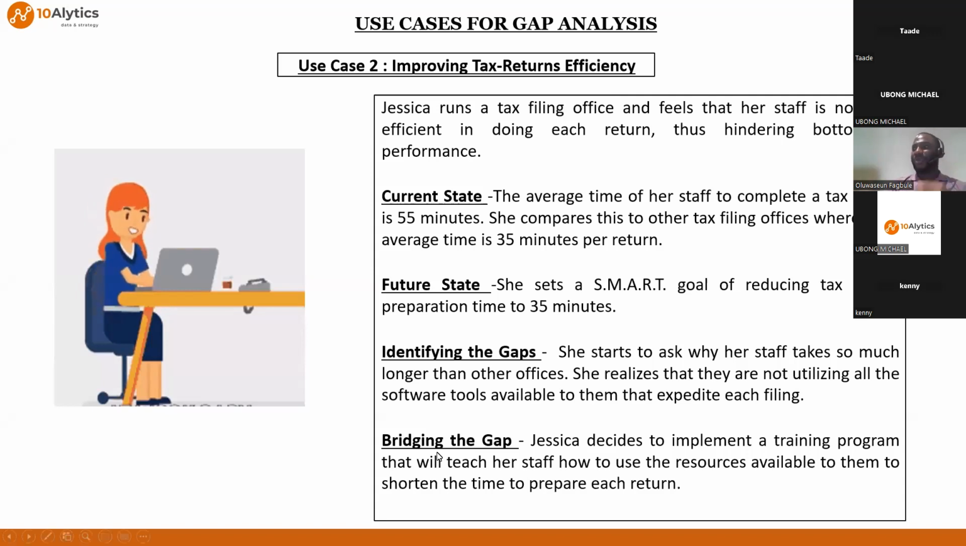In bridging that gap, what Jessica decides to do is to implement a training program for the staff to learn how to use that software. The staff currently have the software tools at their disposal, but they are not using them because they are not trained or they just don't know how to use them, right? So she implements a training program to teach the staff how to use these resources available to them to shorten the time to prepare each return, right? That's basically gap analysis, then implementing the solution to that gap and filling that gap.